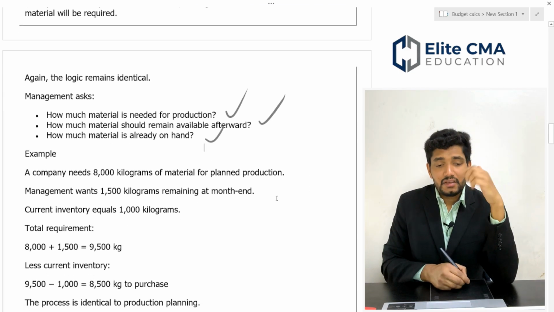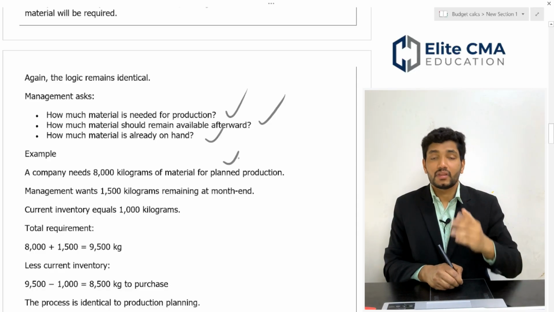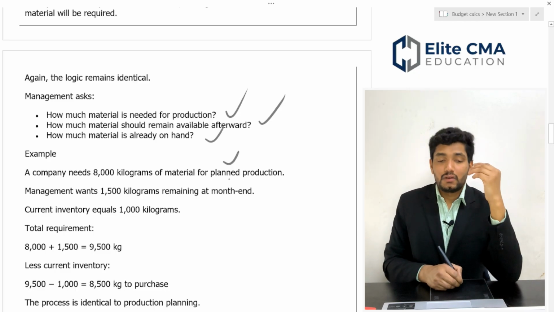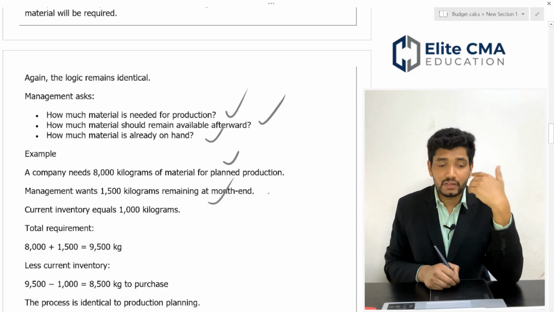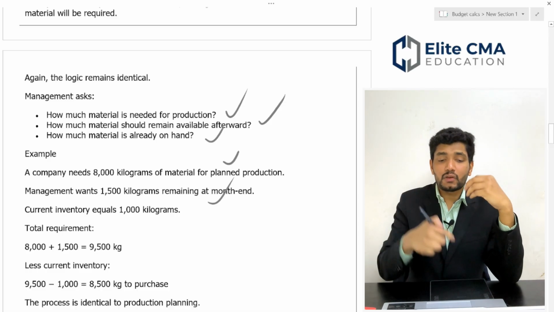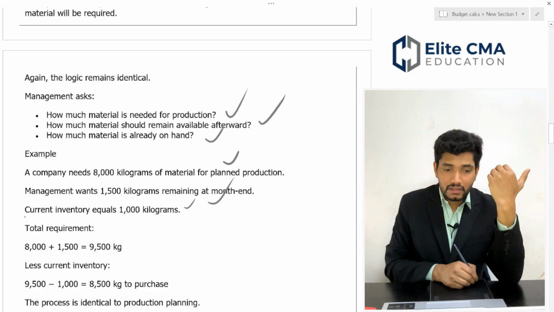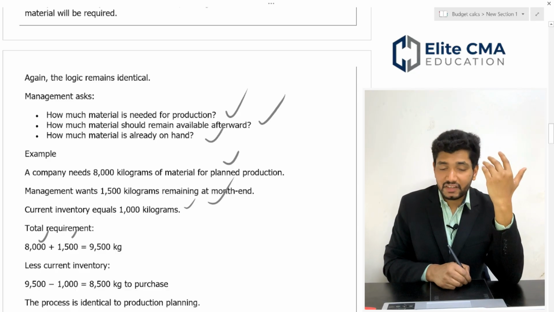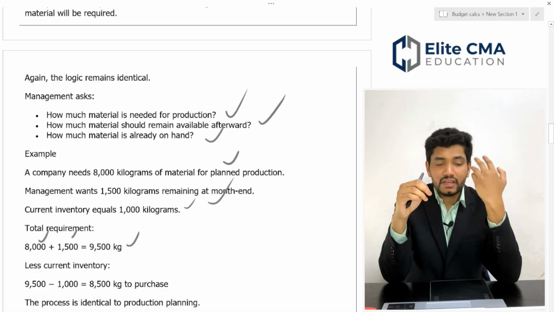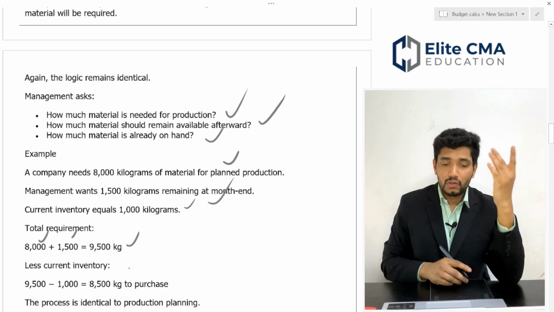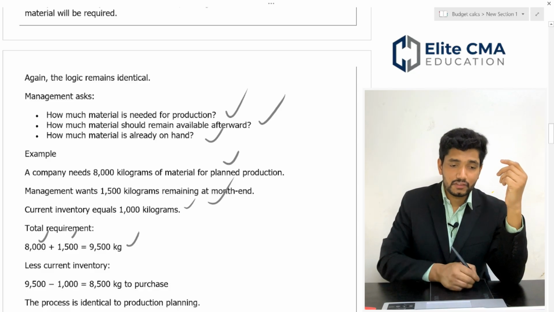For example, a company needs 8,000 kg of a particular material for plant production. Management wants 1,500 kg remaining at the month end. This is ending inventory, and the current inventory equals 1,000 kg. So your total requirement will be 8,000 plus 1,500, that is 9,500, minus you can reduce your existing inventory 1,000. So it should be 8,500 kg has to be purchased in this case.